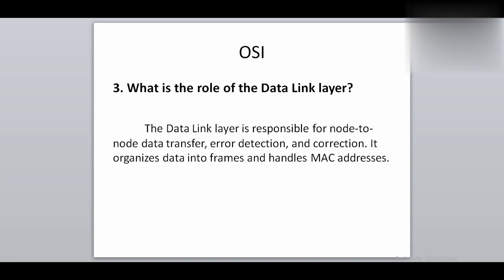Third question is, what is the role of the data link layer? The data link layer is responsible for node to node data transfer, error detection, and correction. It organizes the data into frames and handles MAC addresses. Means in the data link layer, data is in the form of frames, and when they communicate to another device with the help of MAC address, they reach the correct destination.